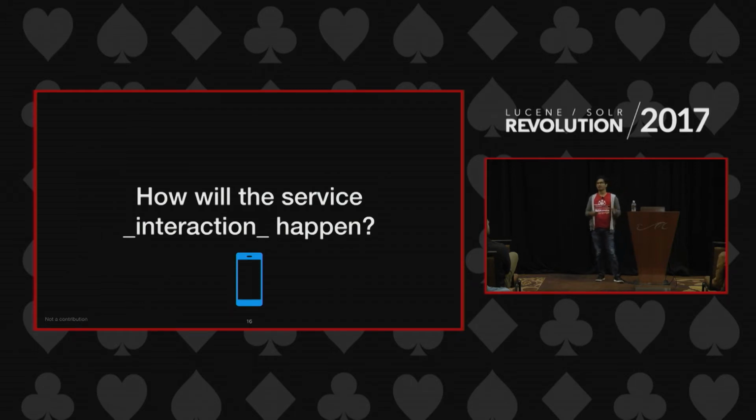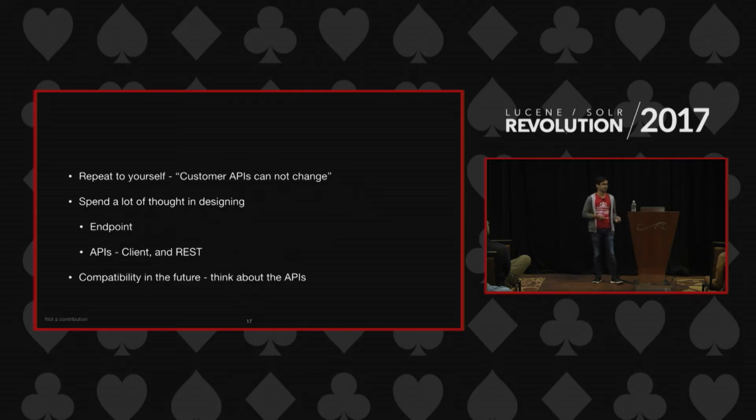Now, having your platform is good, but one thing that people generally tend to overlook is how would the end users interact with your platform, right? So you have a platform, you know who's going to manage it, you know how the user looks like, you know what features to offer, stuff like that. But an important question there is how is the end user going to interact with your system, right? So repeat to yourself, customer APIs cannot change, right?